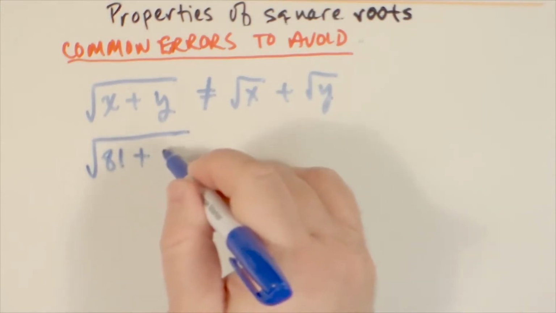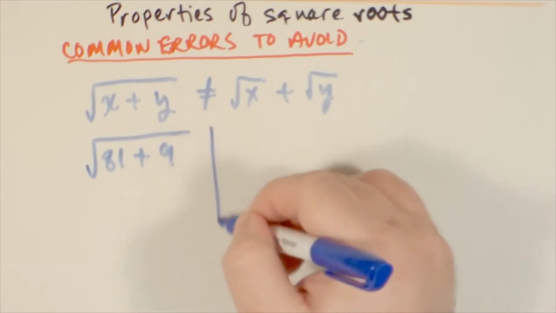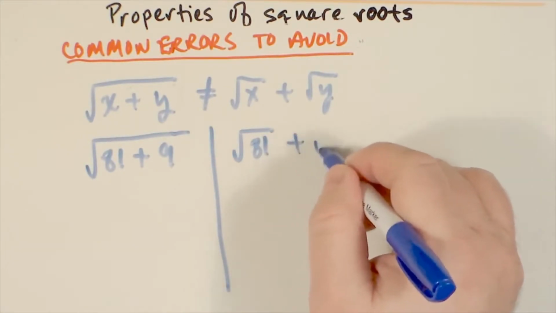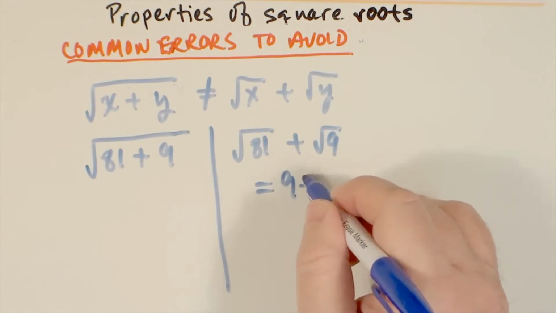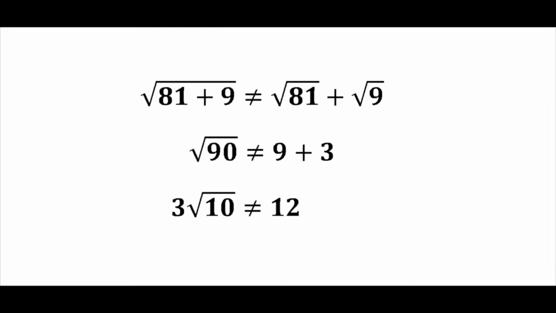How about if I take the square root of 81 plus 9, which adds to 90, but I'll pretend that it's equal to root 81 plus root 9. Well, root 81 is 9, and root 9 is 3. 9 and 3 make 12. Now, if you work out the other side, it works out to 3 root 10. Well, 3 root 10 is not 12 by any stretch of the imagination.